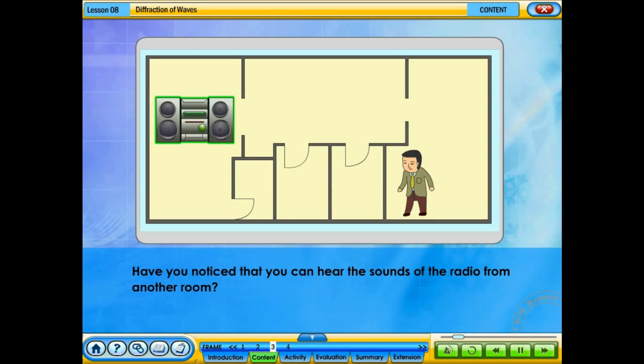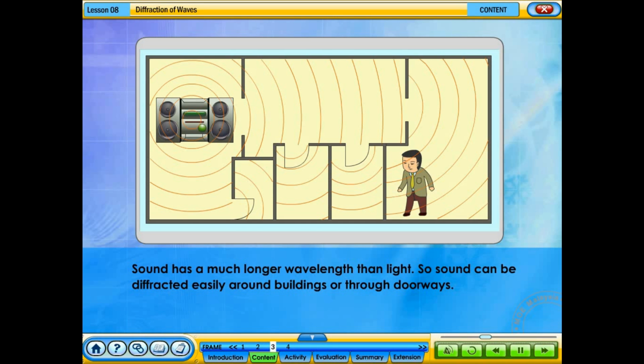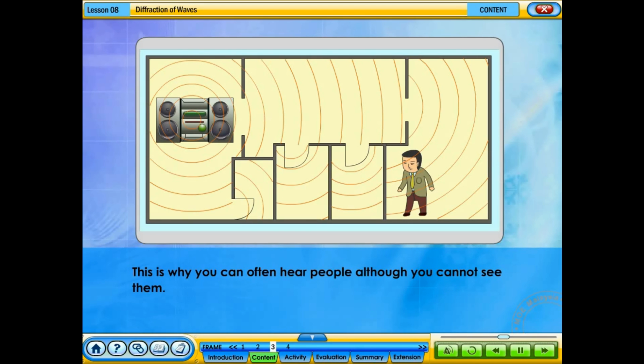Have you noticed that you can hear the sounds of the radio from another room? Sound waves can be diffracted around corners and through doorways. How is this possible? Sound has a much longer wavelength than light, so sound can be diffracted easily around buildings or through doorways. This is why you can often hear people, although you cannot see them.